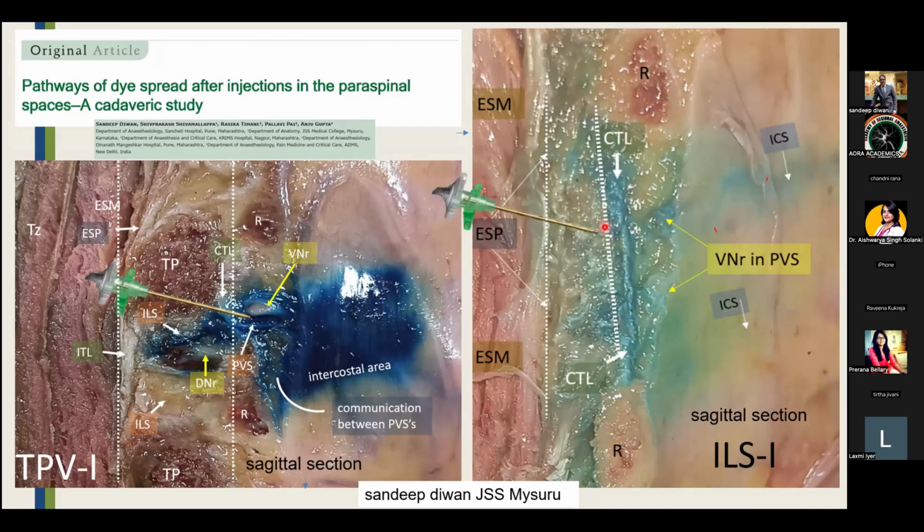But the most important point is you can place the needle between the intertransverse ligament and the costotransverse ligament. The drug can spread from cranial to caudal, the drug can spread from dorsal to ventral, and you can achieve what the paravertebral block can achieve by positioning the needle behind the costotransverse ligament.